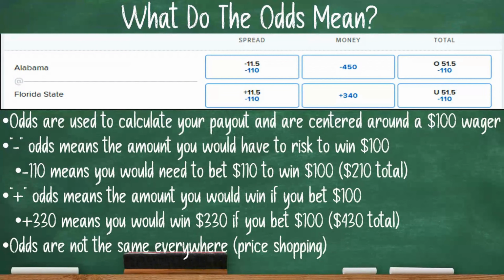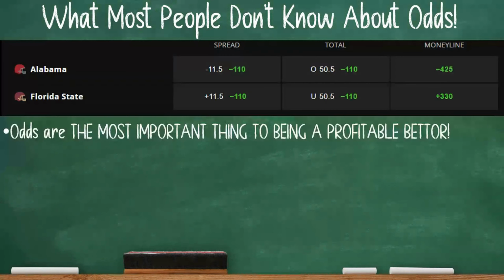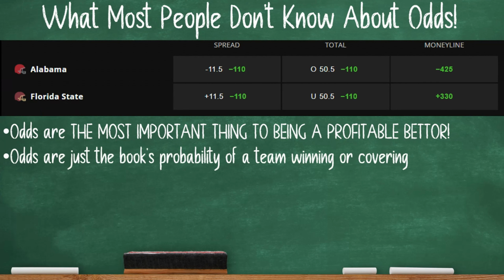Okay, so what most people don't know about odds. Again, we just talked about odds in terms of the payout for you. But there's actually something far more important that people just don't understand, especially those who have been betting for a while, what we call amateur sports bettors, and that leads to their demise. So we talk about this. It's the most important thing to being a profitable sports bettor.